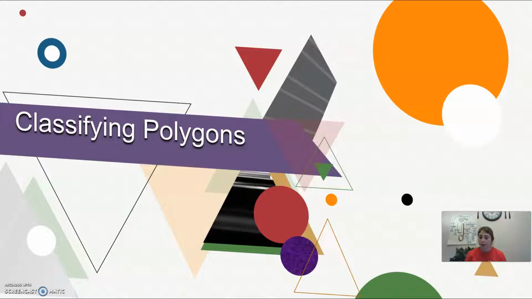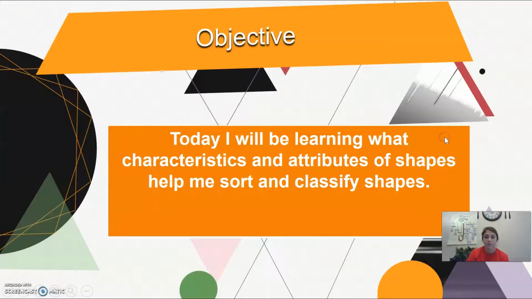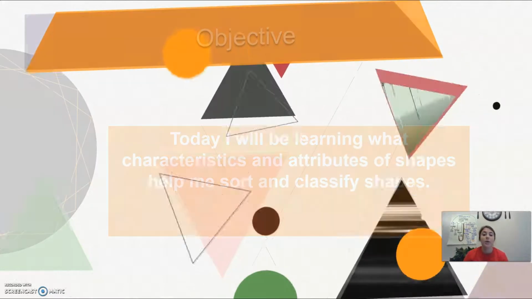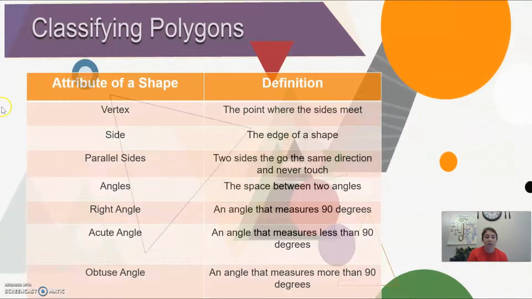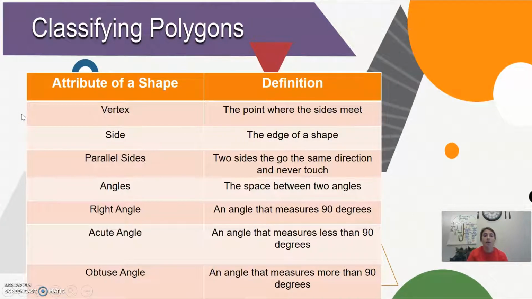It's going to be the same process, only we're going to use different types of attributes as we move forward in this unit. This is kind of a refresher on what we did in third grade, connecting it with what we are starting to learn now based on our attributes of geometrical figures. Okay? So, our objective for today is today I will be learning what characteristics and attributes of shapes help me to classify and sort shapes.